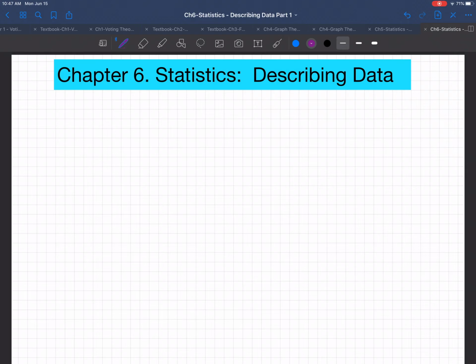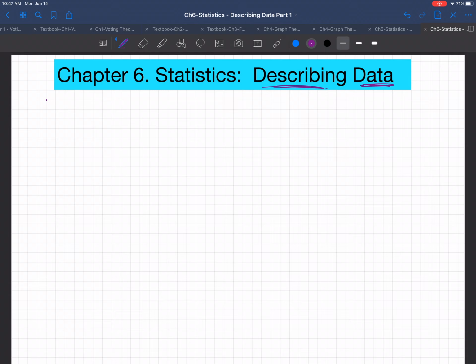Welcome to an introduction to Chapter 6, Statistics Describing Data. So I want to show you two main concepts we're going to learn. This chapter, we already did some statistics in the last chapter, Chapter 5, but now we're going to learn about describing data specifically. So some terms used in the professional world.